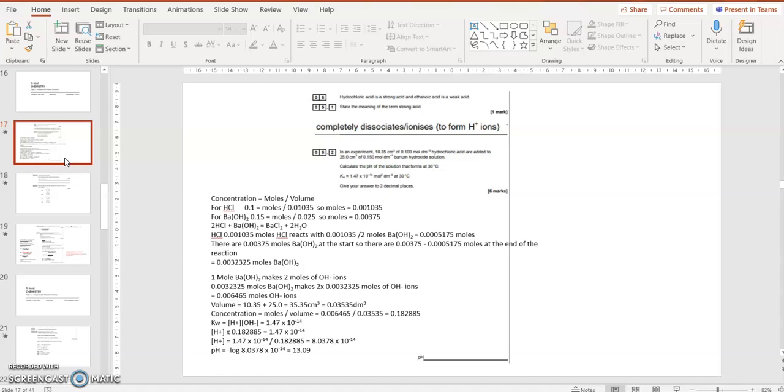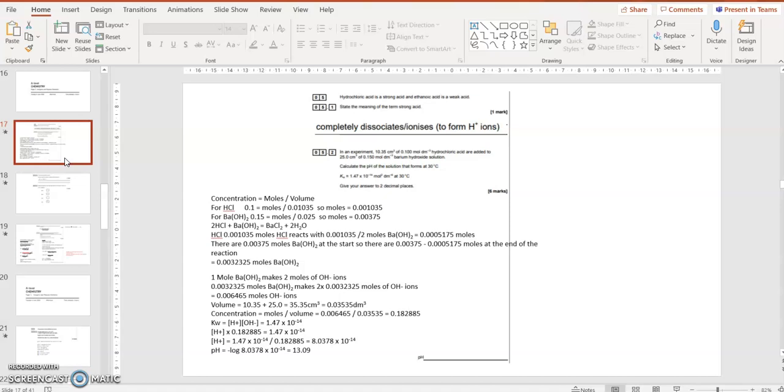But at the start, there's more moles than that of barium hydroxide, 0.00375 moles of barium hydroxide. So I've got barium hydroxide in excess. Subtract the two to work out the number of moles of barium hydroxide in excess, 0.0032325.